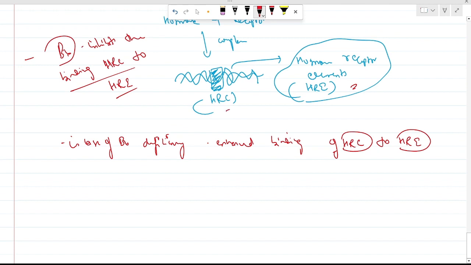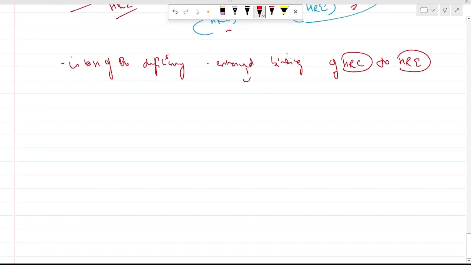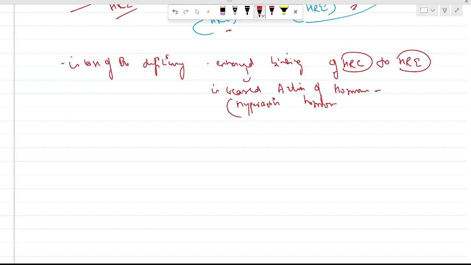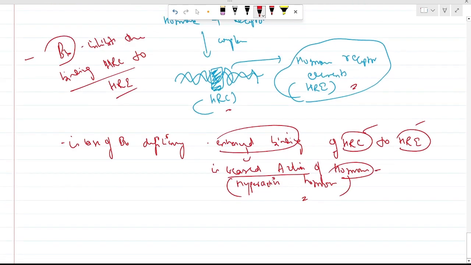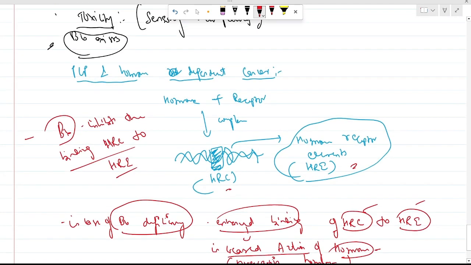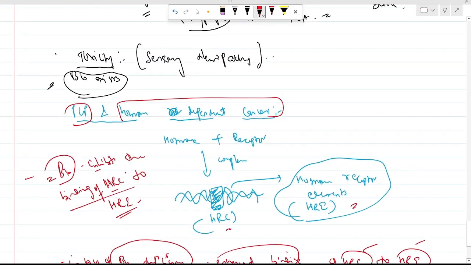We've seen here the hormone receptor elements and the hormone receptor complex. So this leads to the increased action of hormone, called hyperactive hormone. Why this? This is due to enhanced binding of the hormone receptor complex to HRE. Why? It is due to B6 deficiency, because B6 inhibits the binding of hormone receptor complex to hormone receptor elements. So this is how PLP, pyridoxal phosphate, is involved in the hormone dependent cancer. A small off topic I think needed to be discussed here.